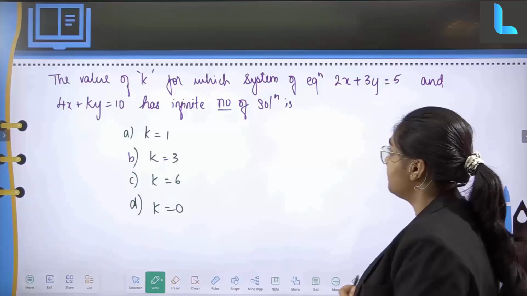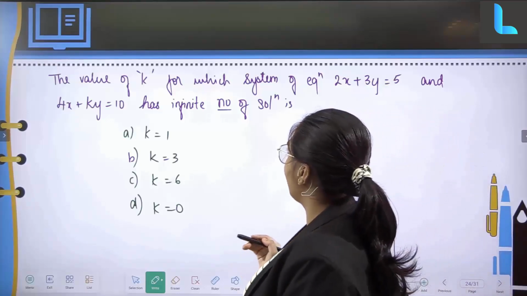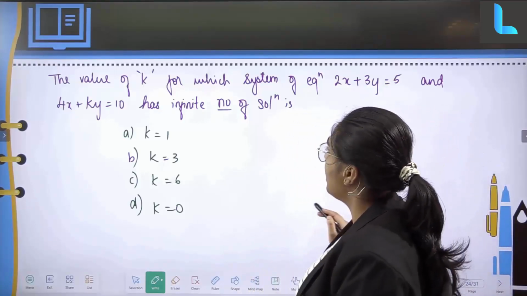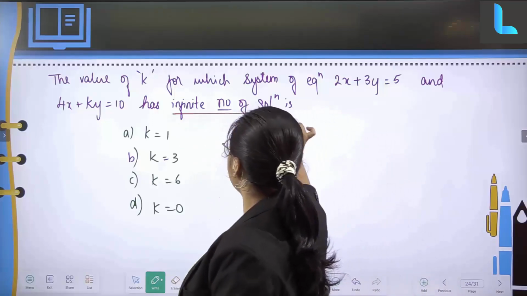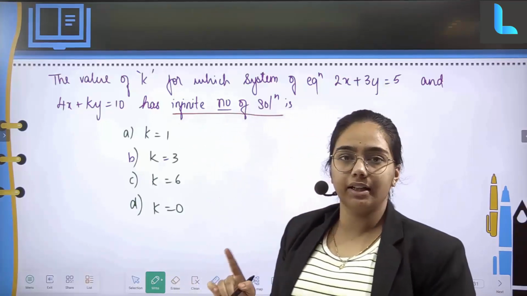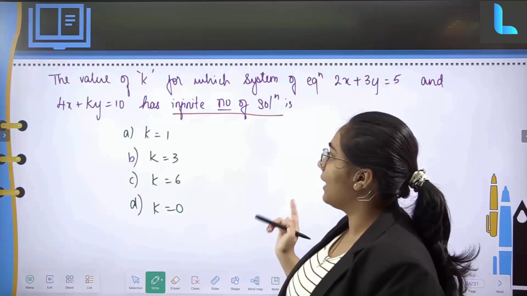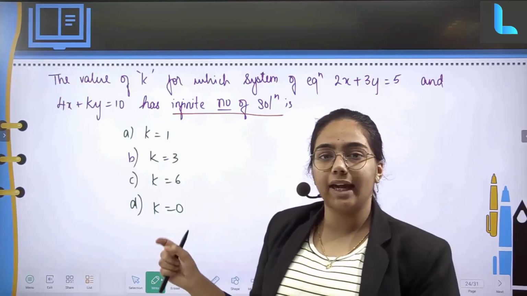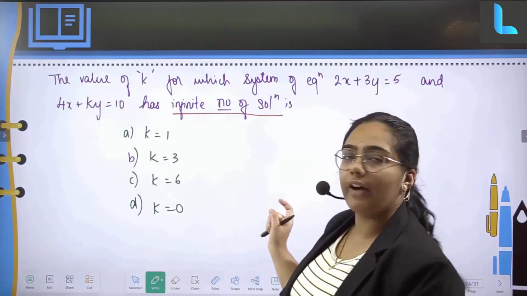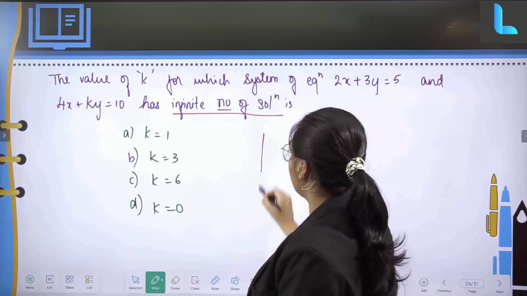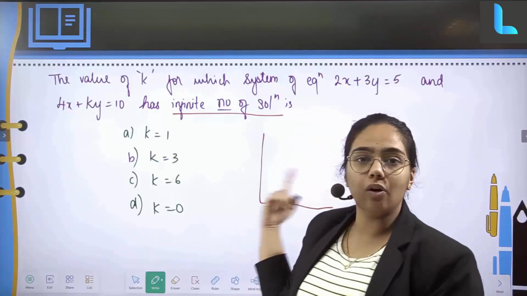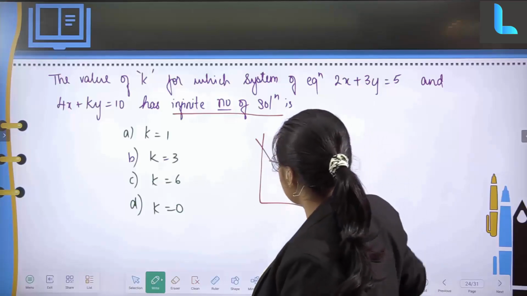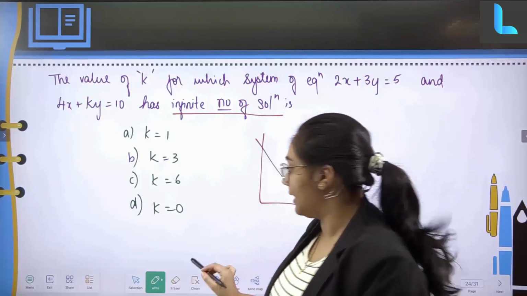Right. The next question. The value of k for which the system of equations has an infinite number of solutions. They have two different equations given. So you have to find out what is going to be the value of k wherein it is going to have an infinite number of solutions. How do we get infinite solutions? Graphically, something like this is what it is going to be.